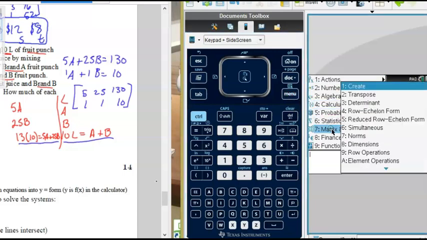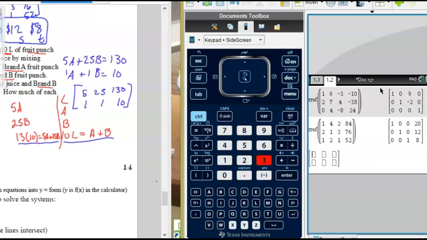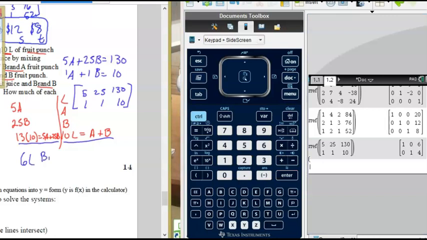So let's go in Menu, Matrix and Vector, Create, Matrix. It has two equations, so it's two rows. It has brand A, brand B, and the mix, so that's 3 columns, 3 different terms. So we have 5, 25, 130, 1, 1, 10. Make sure everything is correct, and then type in RREF, parentheses. So your answers are 6 liters of brand A and 4 liters of brand B for the mix.